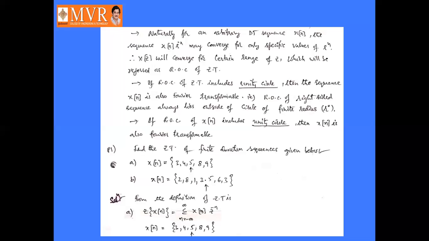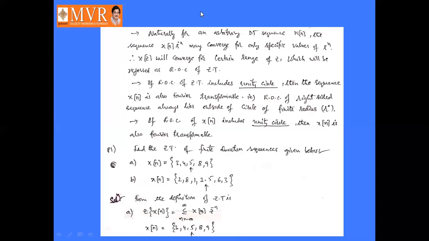Okay, so see the simple problem. Find the Z transform of the finite duration sequence given below. Okay, we have to find the Z transform of the sequence, that is the sequence given as x of n is equal to 3, 4, 5, 8, 9.